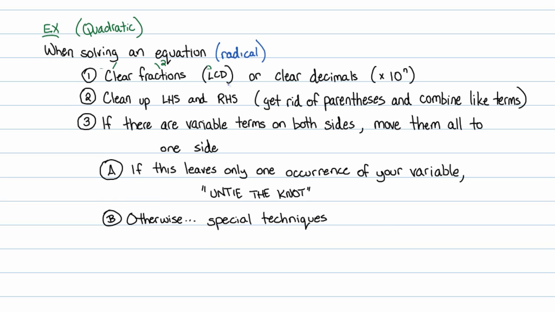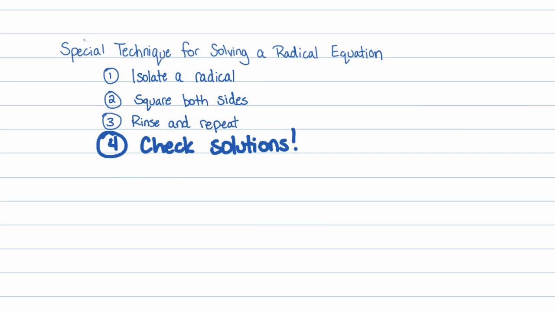So let me write that down. Actually, there's no real reason to write it down. I have it right here. When solving a radical equation, clear both sides of fractions or decimals. Clean up the left and right hand sides if you can by getting rid of parentheses and combining like terms. If there are variable terms on both sides, move them all to one side to see if they combine. If they do combine, in other words, if you only have one occurrence of your variable, untie the knot. If they don't combine, then you have to resort to special techniques. And the special techniques for solving radical equations is as follows.